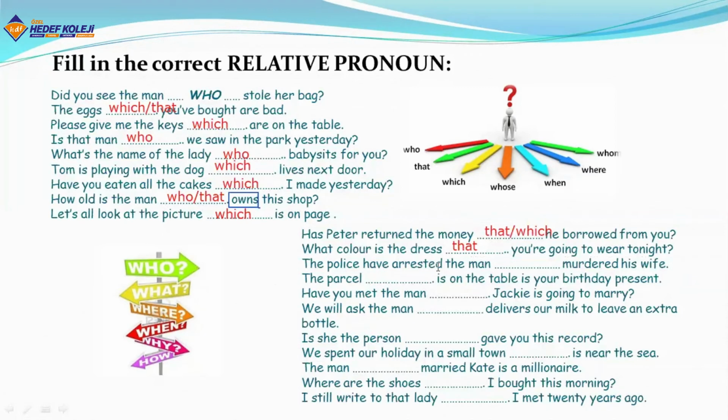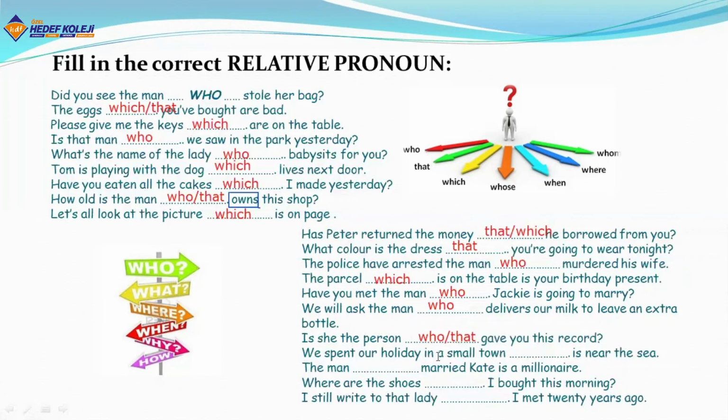The police have arrested the man. Murdered, there is a verb, so who murdered his wife. The parcel, which, yes, is on the table, is your birthday present. Have you met the man? Who, because the man is a person. We will ask the man, again who, because it's a person. Is she the person who, or that.